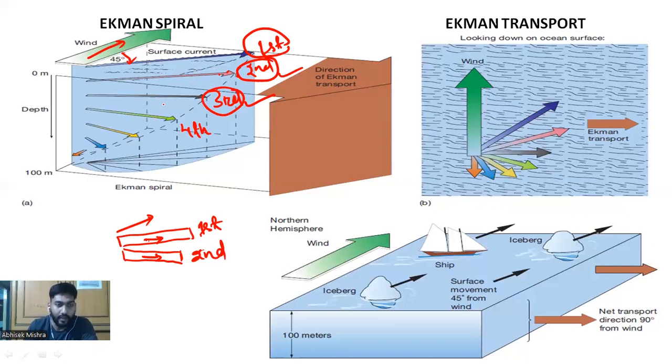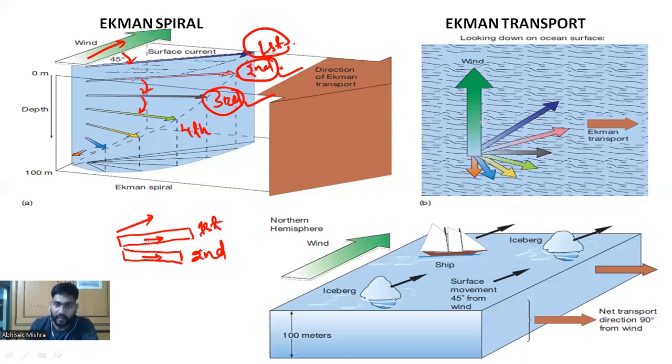Each layer, when they are set in motion, is moving towards the right. They are deflecting towards the right as compared to the previous one. The second one is moving in a direction right of the first, or it is deflected towards the right with respect to the first. The third layer is deflected with respect to the second layer towards the right. The fourth layer is also deflected towards the right with respect to the third layer.